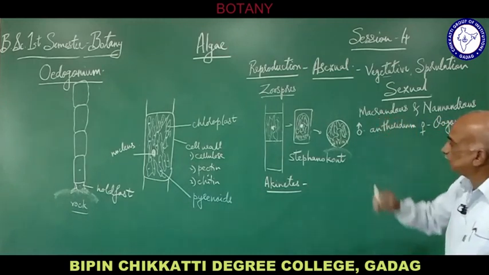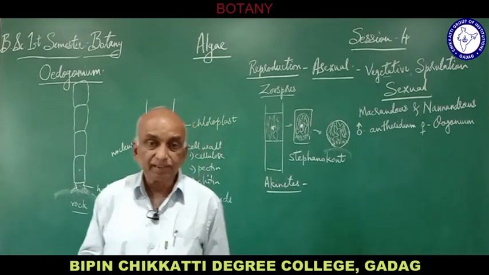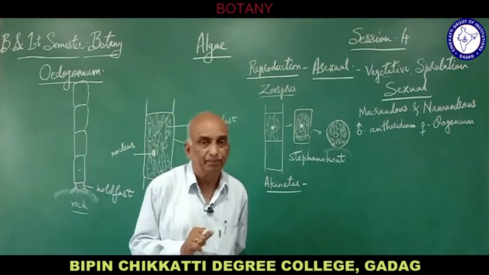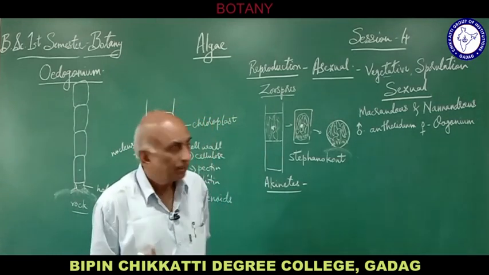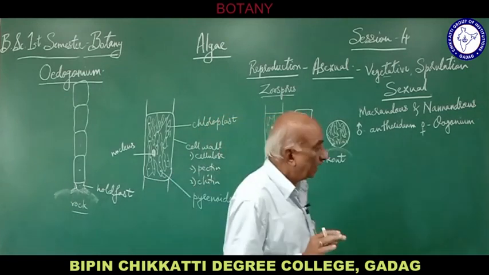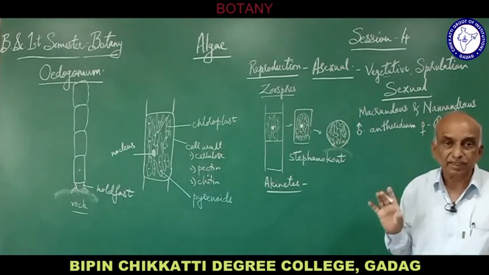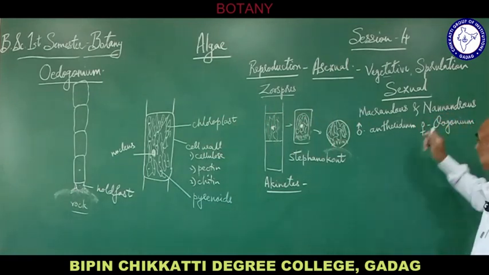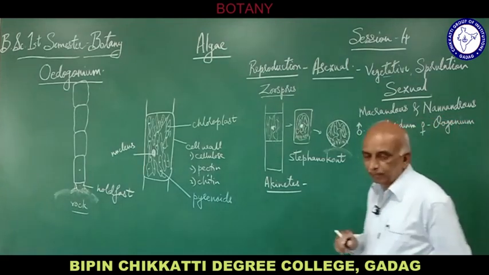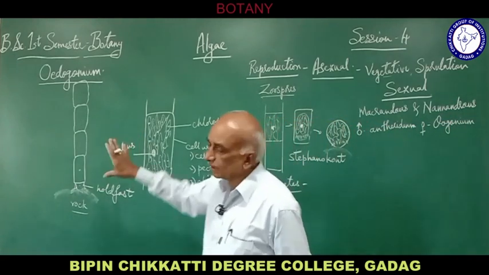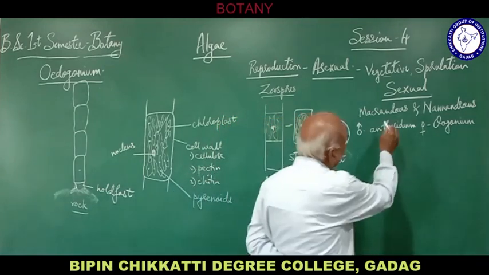Now in macrandrous, what happens? Macrandrous and nanandrous are concerned with the antheridium. When the antheridia are produced on normal filaments, it is macrandrous. When the antheridium is produced on small specialized dwarf filaments, they are called nanandrous. From the word itself we can find out the meaning. Macro means large, so these are the large, normal filaments. Andro means male.